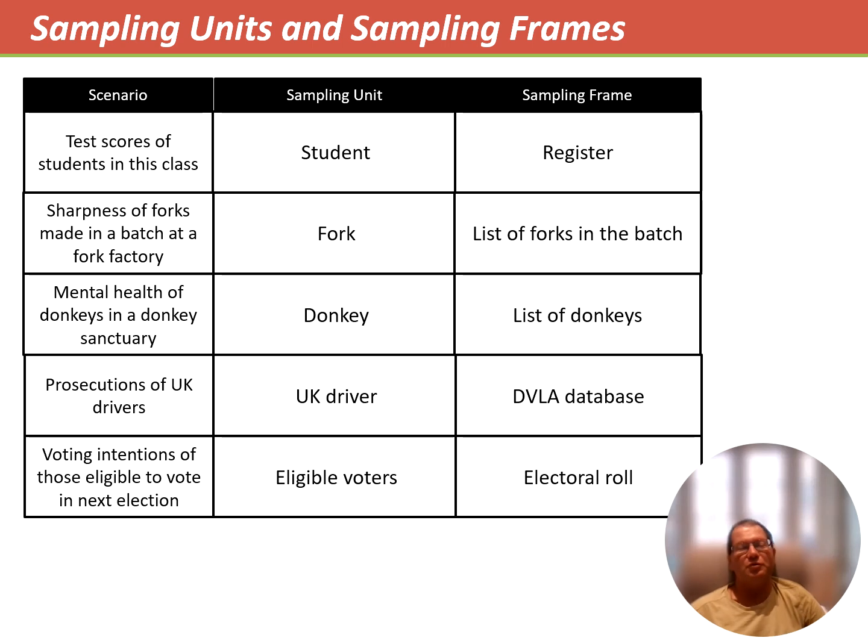Test scores of students in this class. Well, the sampling unit would be a student, and the sampling frame, we're looking for a list. Well, a list of students in the class would, for example, be given by the register.